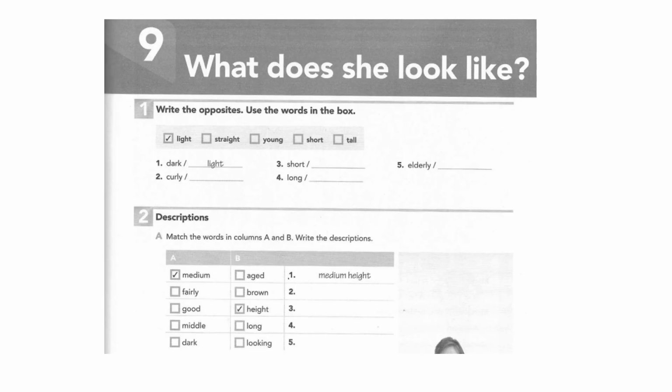What does she look like? Write the opposites, use the words in the box. So let's start with the opposites. Tell me, Saoni, what is the opposite of curly? Number two. Curly, straight. And the opposite of short?